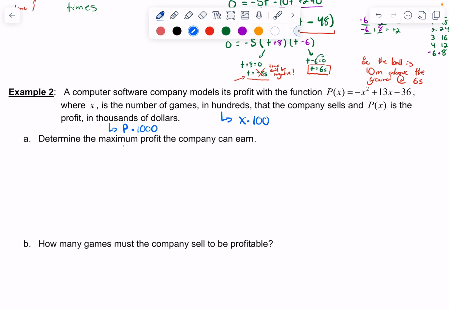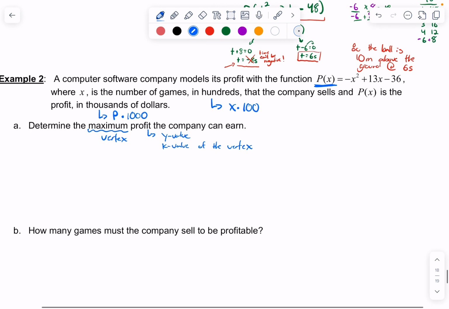Well, maximum, again, keyword, maximum. Well, this is a quadratic. So here we are looking for the vertex. And specifically, it's asking for the profit, not when, or the number of games. It's asking for the maximum profit. Well, profit is essentially the y value, or in this case, it is the k value of the vertex. So find your vertex. So how do we do that?